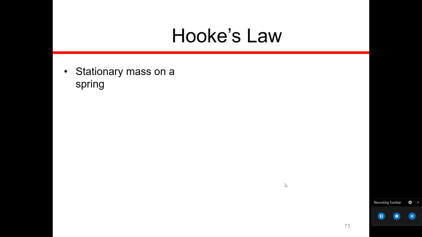Let's picture a stationary mass on a spring, just like we did a second ago in the simulation. So the forces on this spring: we have our force of gravity down, and we have our spring force, which we call F of S, or our restoring force, going directly up. The net force here is zero. So if we add the two forces together, they have to sum to zero. They cancel each other out.